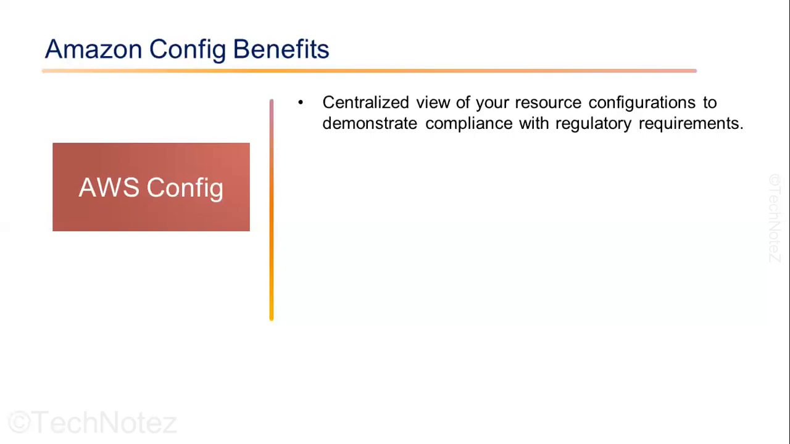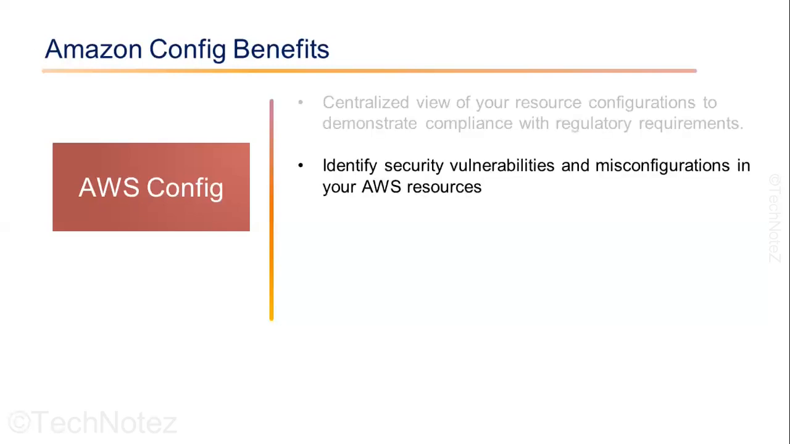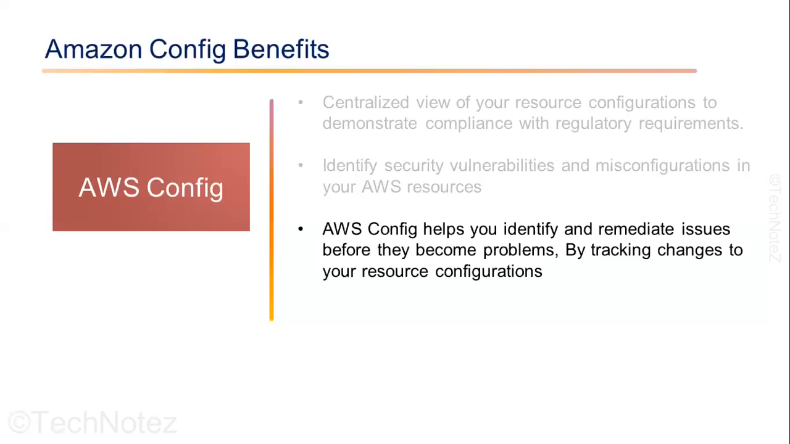AWS Config provides a centralized view of your resource configurations, making it easier to demonstrate compliance for regulatory requirements. Improve security: AWS Config helps you identify security vulnerabilities and misconfigurations in your AWS resources. Reduce risk: by tracking changes in real time to your resource configurations, AWS Config helps you identify and remediate issues before they become a problem.